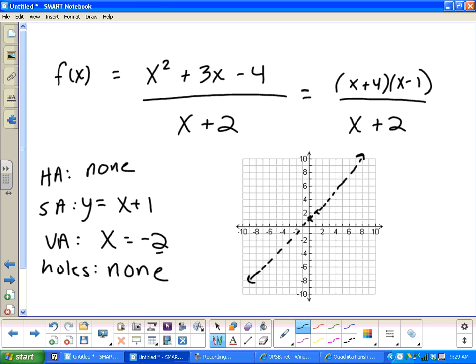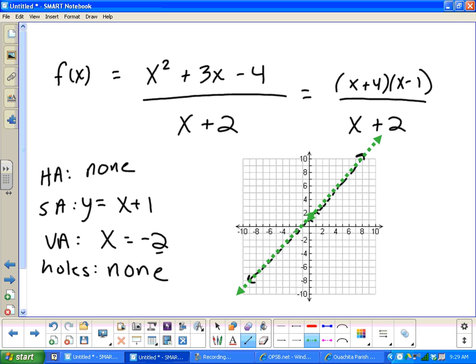One thing I like about the smartboard, I can't throw a ruler on there and draw it real straight. I guess I could do this. Oh yeah. There we go. That's a pretty one right there. All right, there's my slanted one.